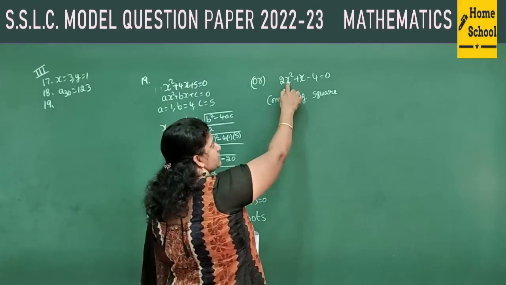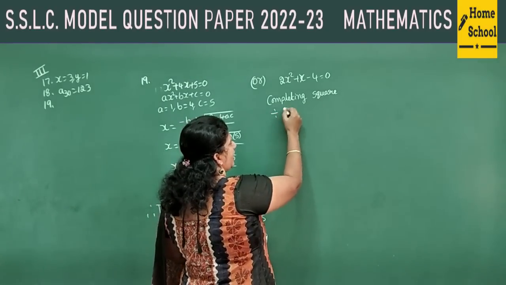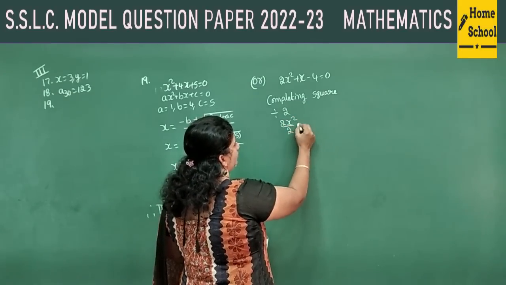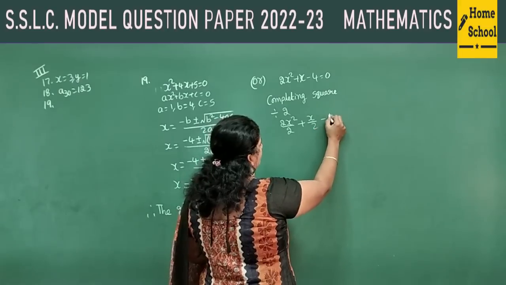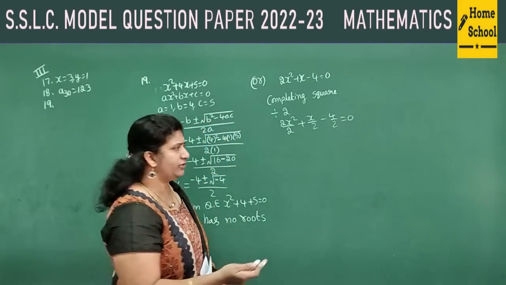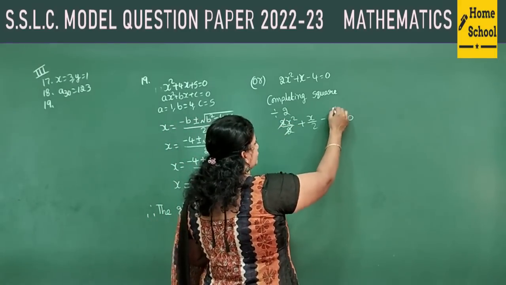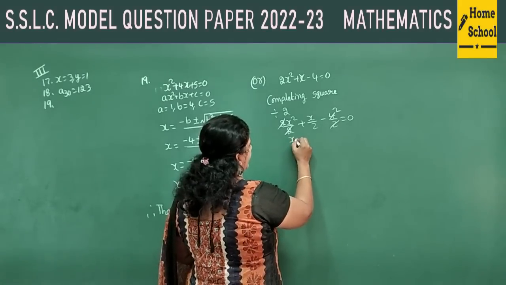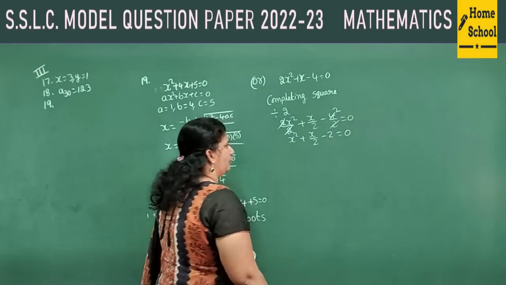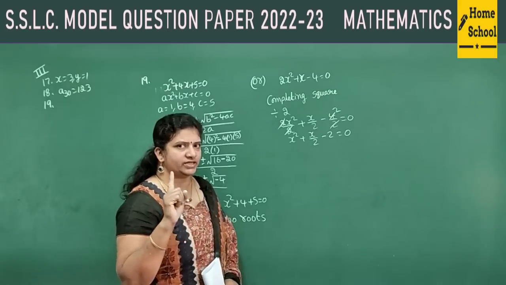Right? Observe here x square coefficient, is it 1? No, it is 2. So what are we going to do? Divide the whole equation by 2. 2x square by 2 plus x by 2 minus 4 by 2 equal to 0. At a time the whole equation is divided by 2 and then you can split up. 2 cancel. 2 2s are 4. x square plus x by 2 minus 2 equal to 0. First step is completed. That is, x square coefficient is 1.